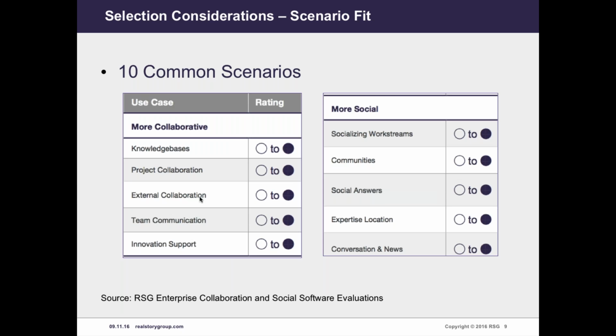On the left are those that are more collaborative, like building gold knowledge bases, repeatable projects, collaborating with partners, team communication, which is new, that's sort of like the Slack scenario, clearly innovation support, a lot of really great use cases there. So those are more collaborative. The ones on the right are a little bit more socially oriented, so socializing your existing work streams, developing communities of interest or communities of practice, social Q&A, or what we're starting to call answer engines, a lot of great use cases around that, expertise location, and then conversation and news, a little bit more prosaic, but still really important in kind of a social context.